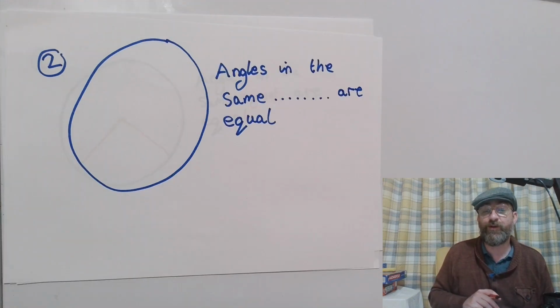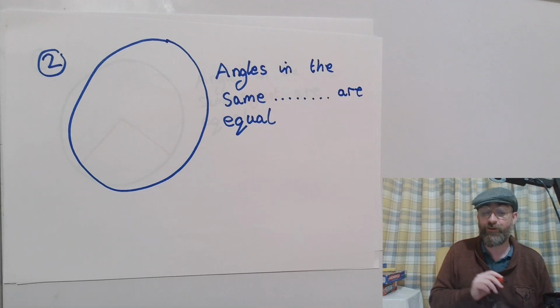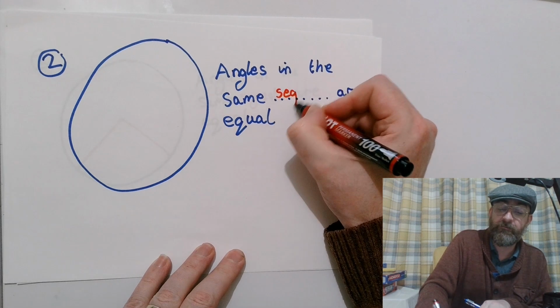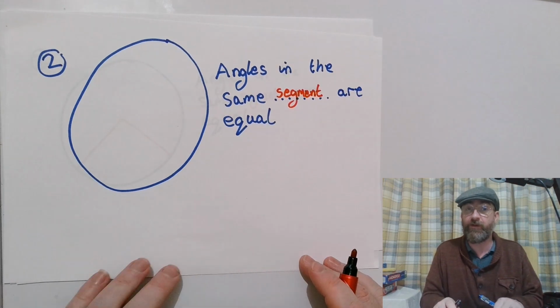Okay, circle theorem number 2 then. Angles in the same blank are equal. So it is segment. Angles in the same segment are equal. There we go, and this is what the diagram looks like.